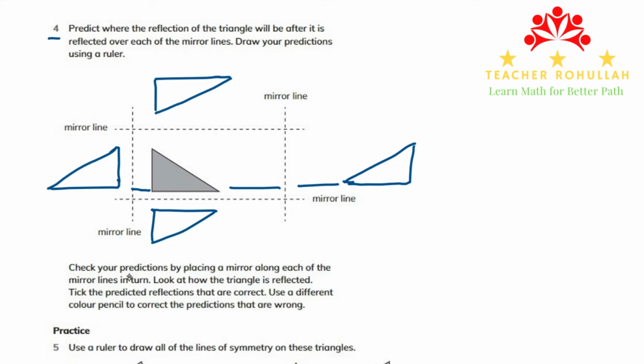But here it says, check your prediction by placing a mirror along each of the mirror lines in turn. Look at how the triangle is reflected. Check the predicted reflections that are correct. Use a different color pencil to correct the predictions that are wrong. You can do it in your book. You can first predict, or you can follow the same way that I did, and then check with a mirror. Choose a small mirror, and reflect it and see if it is the right way or not. Let's now move to question number 5. So let me scroll down.